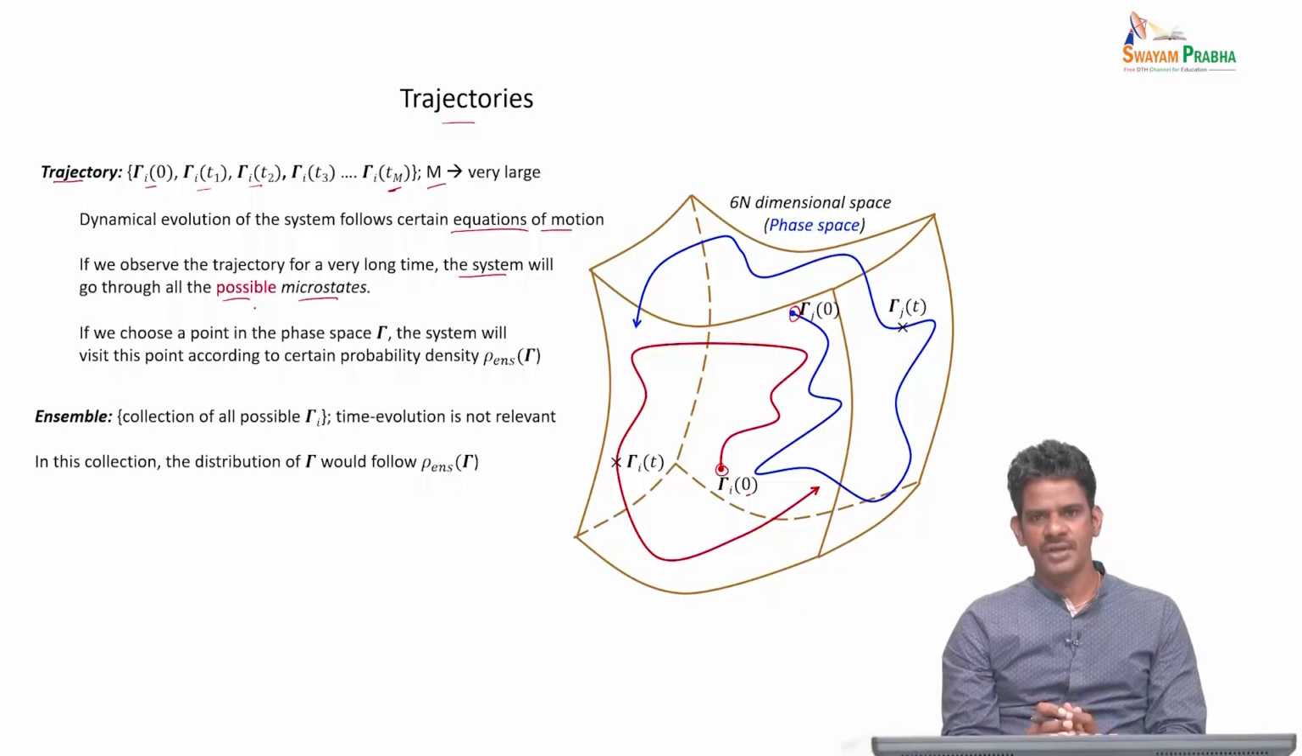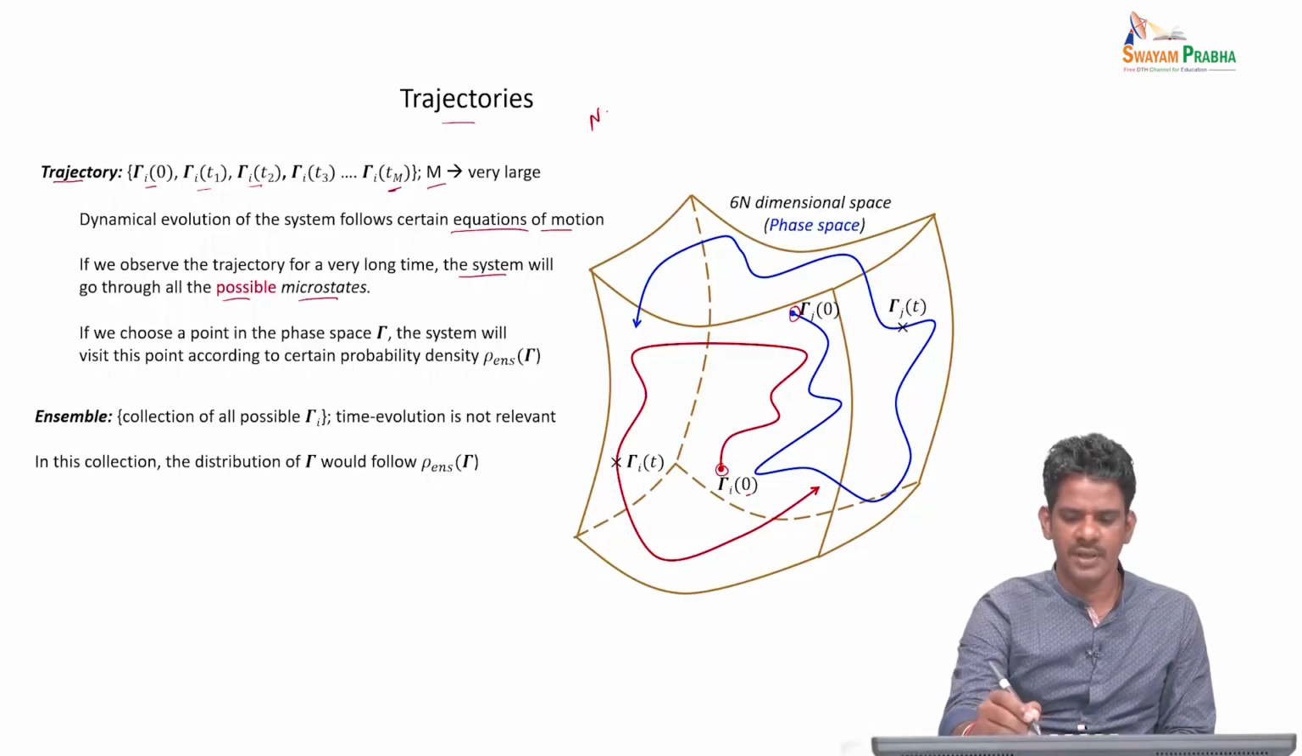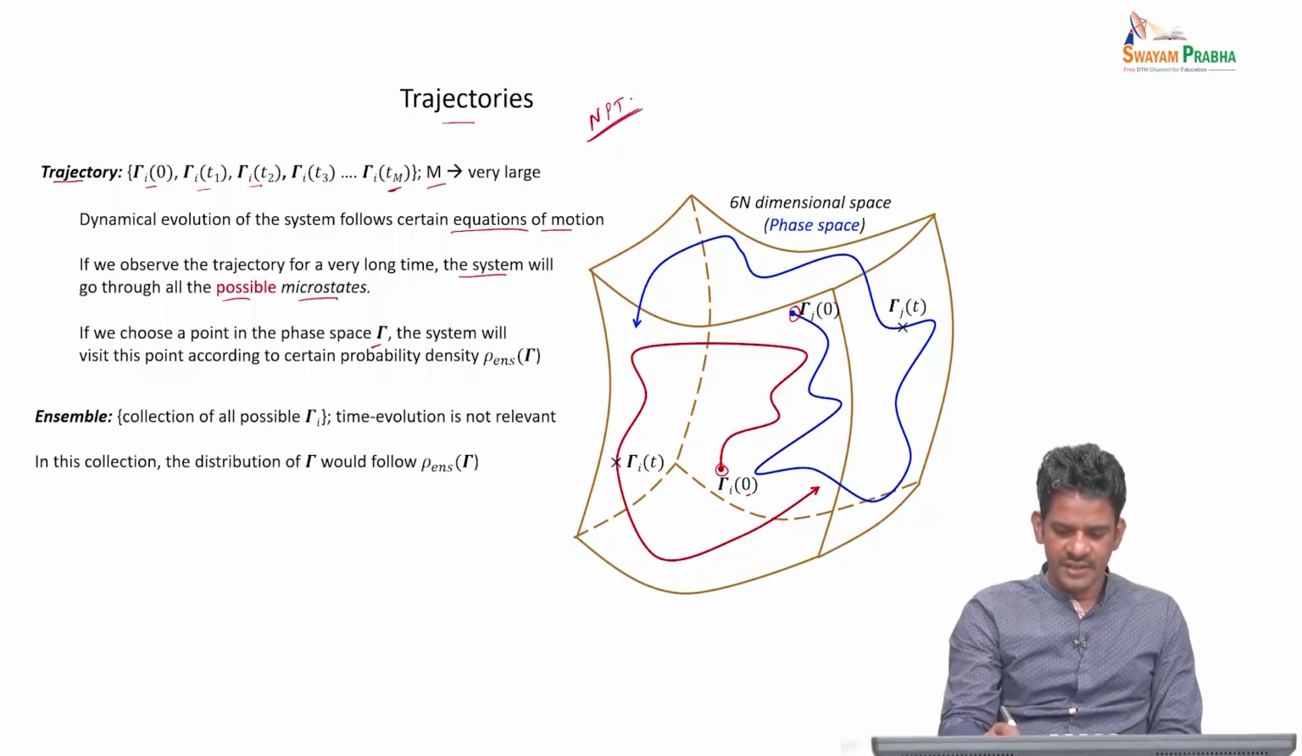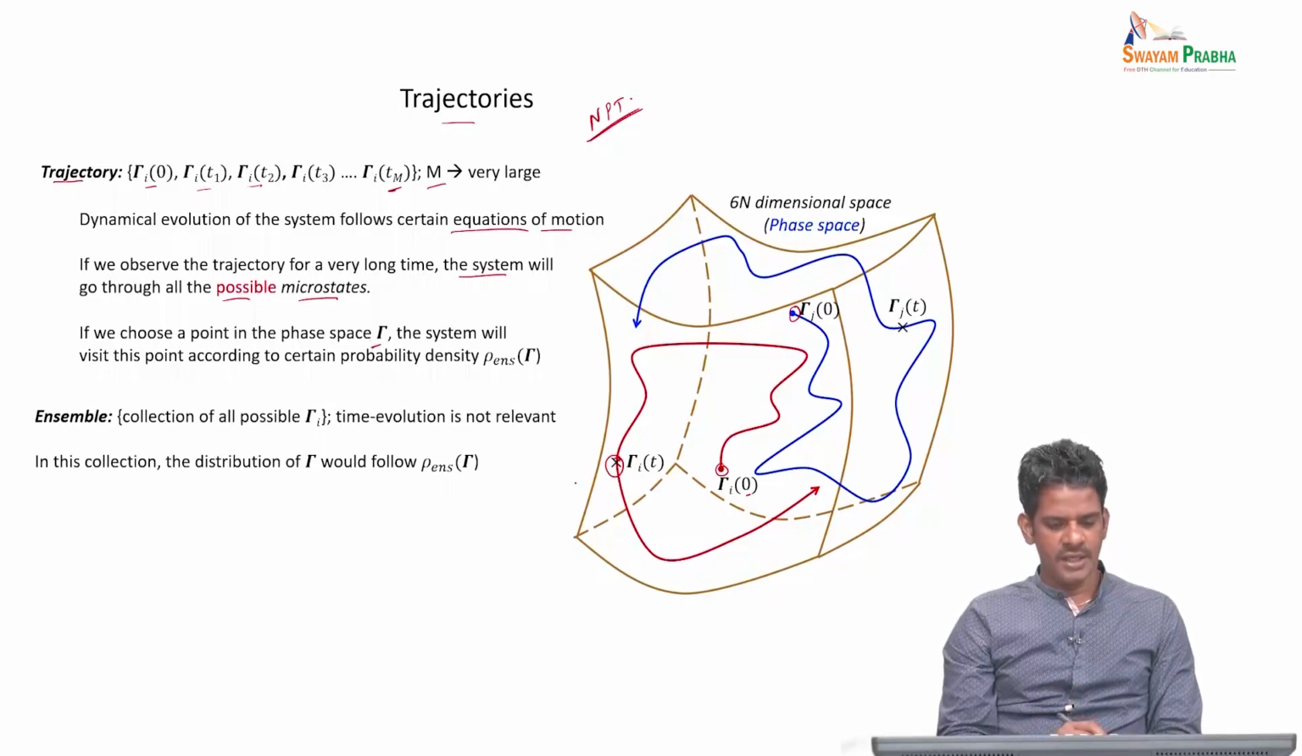What I mean by all possible microstates is that macroscopically the system should obey the macroscopic variables such as NPT. In any microstate, the system should conserve number, pressure, and temperature, because that's something macroscopically specified. As long as a microstate conserves these NPT, those are allowed microstates, and there are many such in this phase space, and a trajectory will try to sample all those microstates.